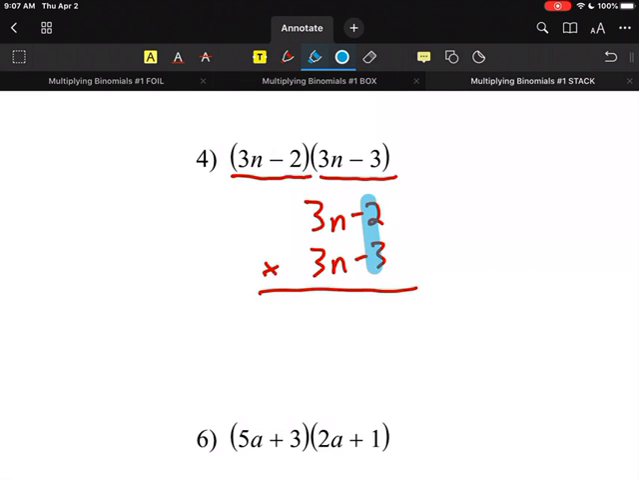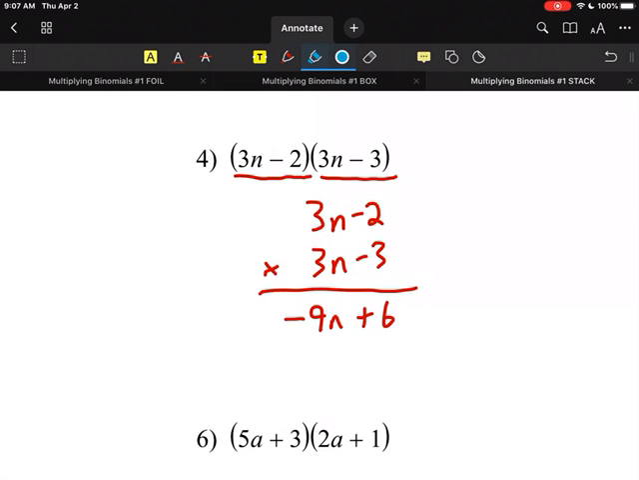So again, I do this one first, and then this one. So negative 2 times negative 3 is a positive 6. 3n times negative 3 is a negative 9n. Remember, you multiply the numbers first before you do any variables. And then I move over to the 10 spot. So I do that one and then that one.